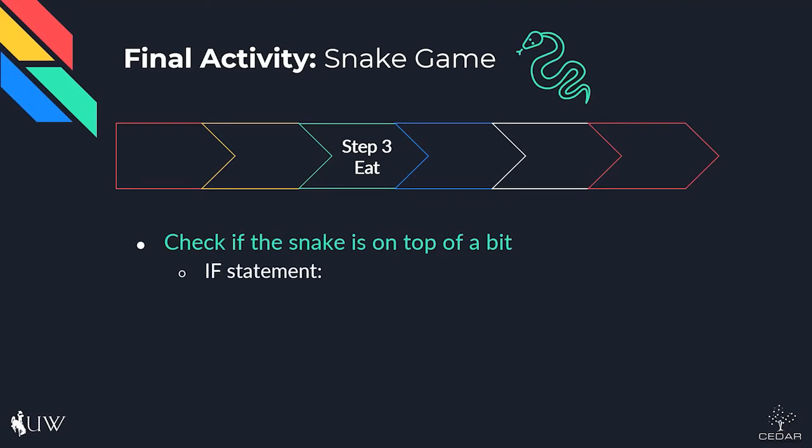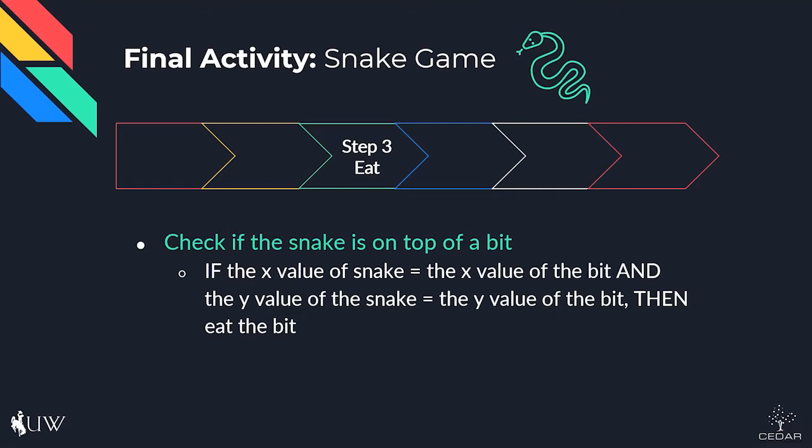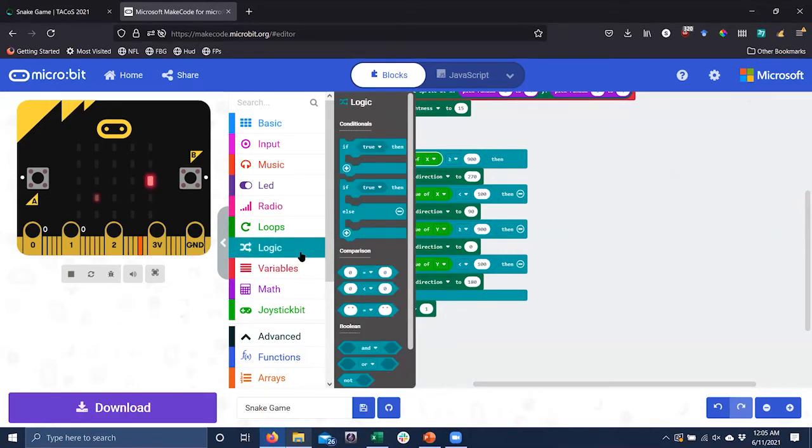In this case, we can check if the x and the y values of the snake are the same as the x and the y values of the bit. If they are, that must mean that the snake is on top of the bit and he can eat it. So, we're going to want an if statement that looks like this. If the x value of the snake equals the x value of the bit, and the y value of the snake equals the y value of the bit, then eat the bit. We'll add this if block after the snake move by 1 block, but before the pause block.